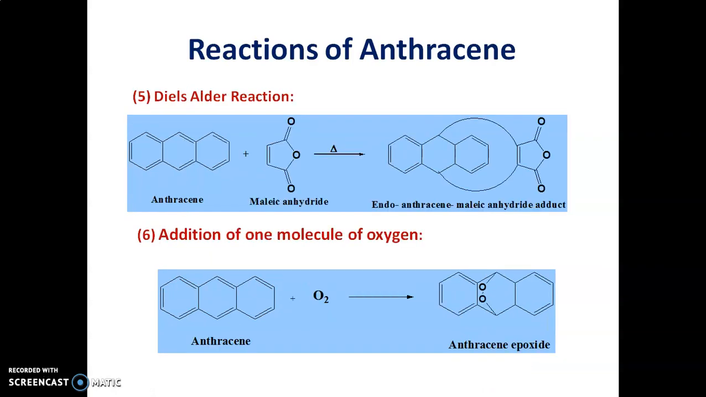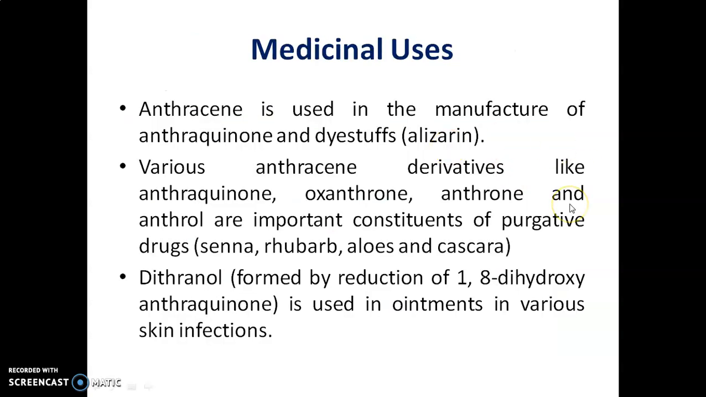Anthracene also undergoes Diels-Alder reaction. Diels-Alder reaction of anthracene takes place at 9 and 10 position to form endoanthracene maleic anhydride. We can see here this product is called endoanthracene maleic anhydride, which is an adduct. Addition of oxygen molecule to anthracene gives anthracene epoxide.